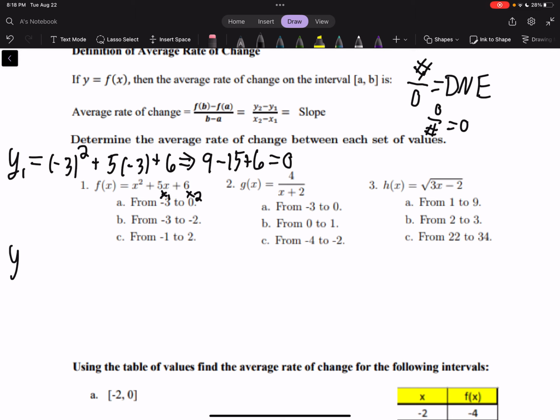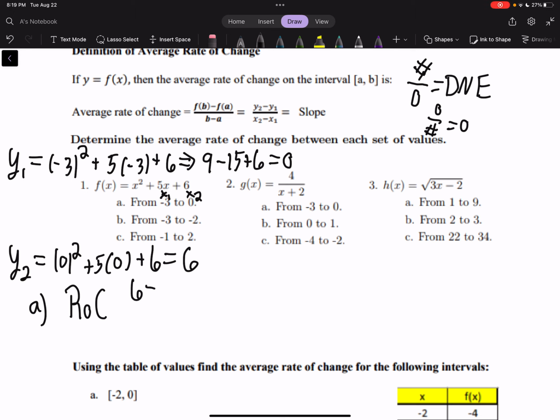y2. This is going to be 0 squared plus 5 times 0 plus 6, which is just 6. So for part A, the rate of change, ROC for short, is going to be y2 minus y1 over x2 minus x1. This is 6 over 3, or 2. There's your rate of change.